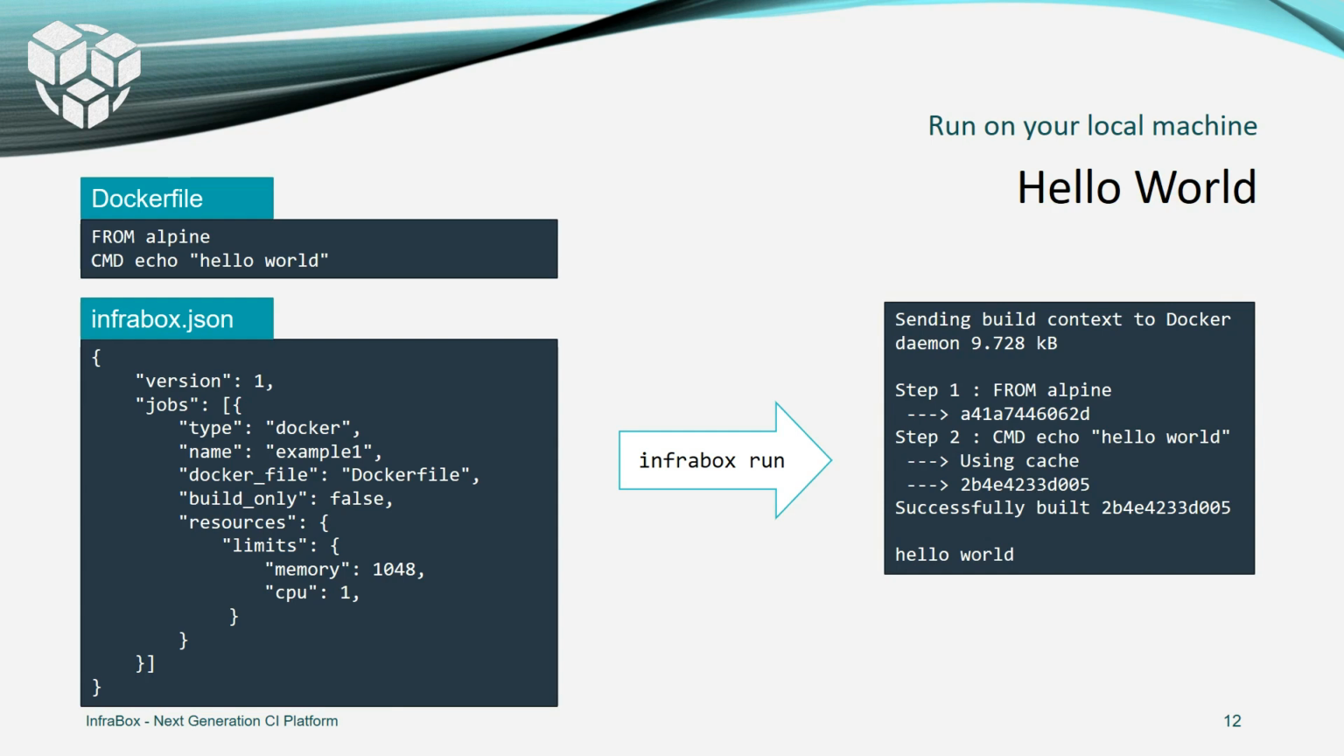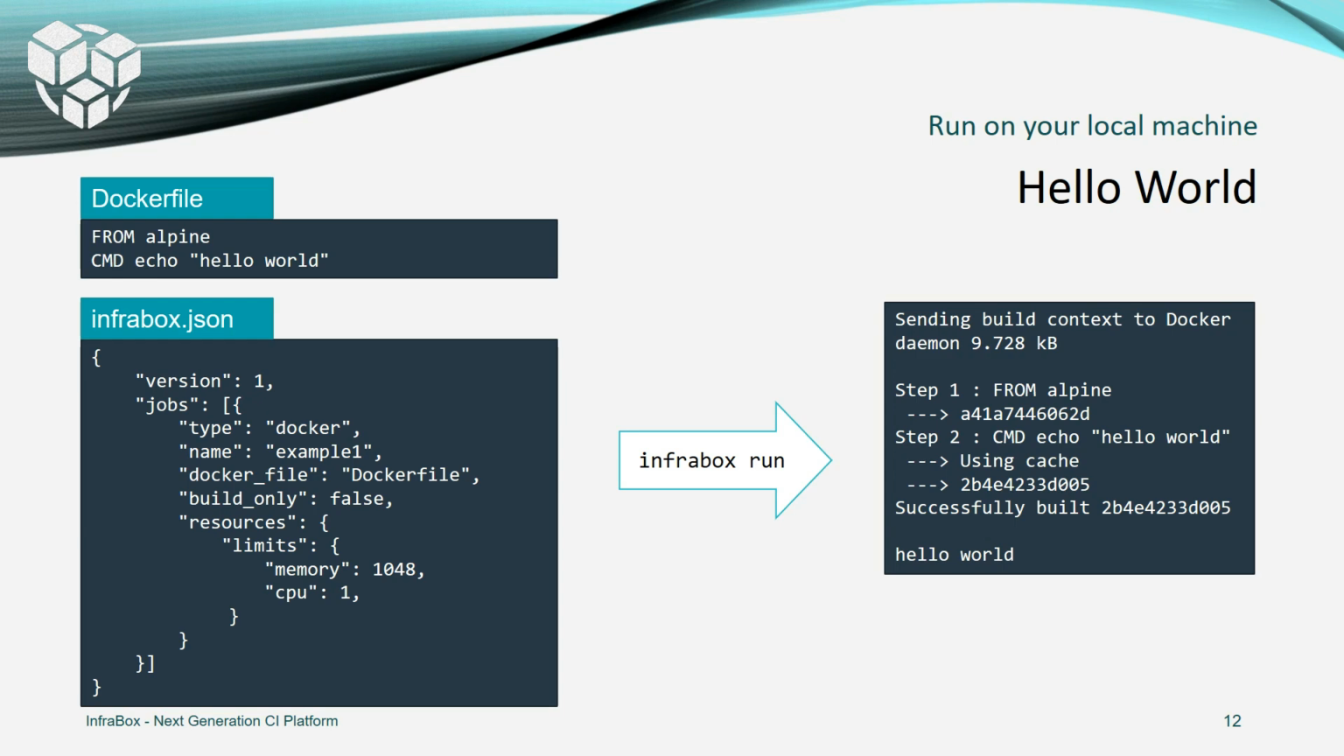Let's have a look at a simple Hello World pipeline. All you need is a Docker file which describes your task. In this case, it will simply print Hello World. The second thing you need is the InfraBox JSON file. It contains the job definitions of your project and should be in the root directory of your project.